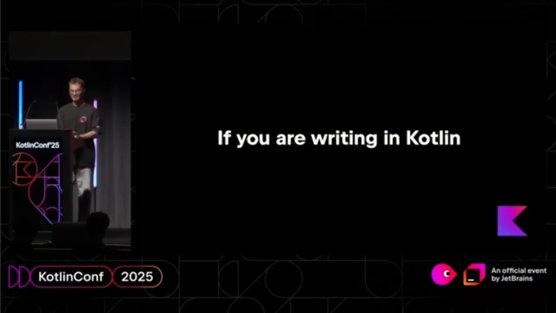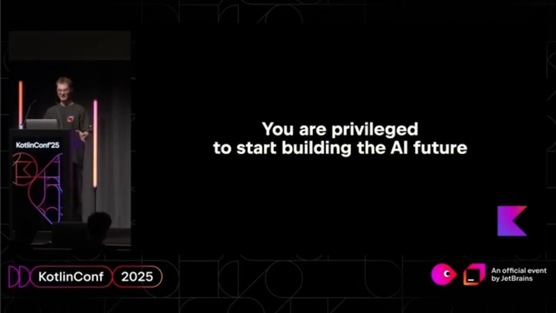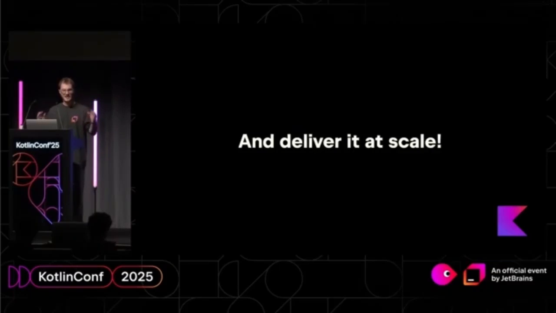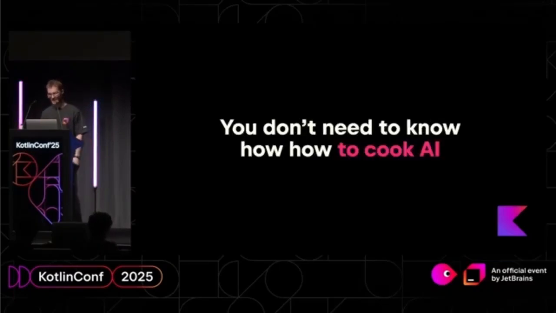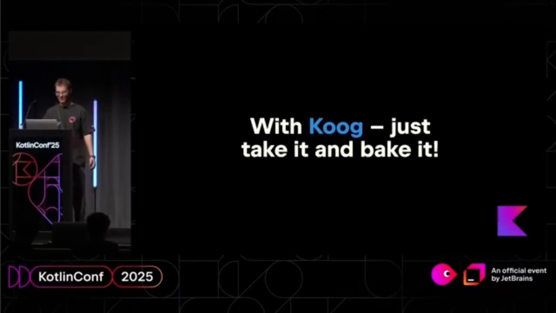So to summarize, if you're writing in Kotlin, you're privileged to start building the AI future and to deliver it at production scale. And you don't need to have the expertise. You don't need to know how to cook AI, because with Koog, just take it and bake it.